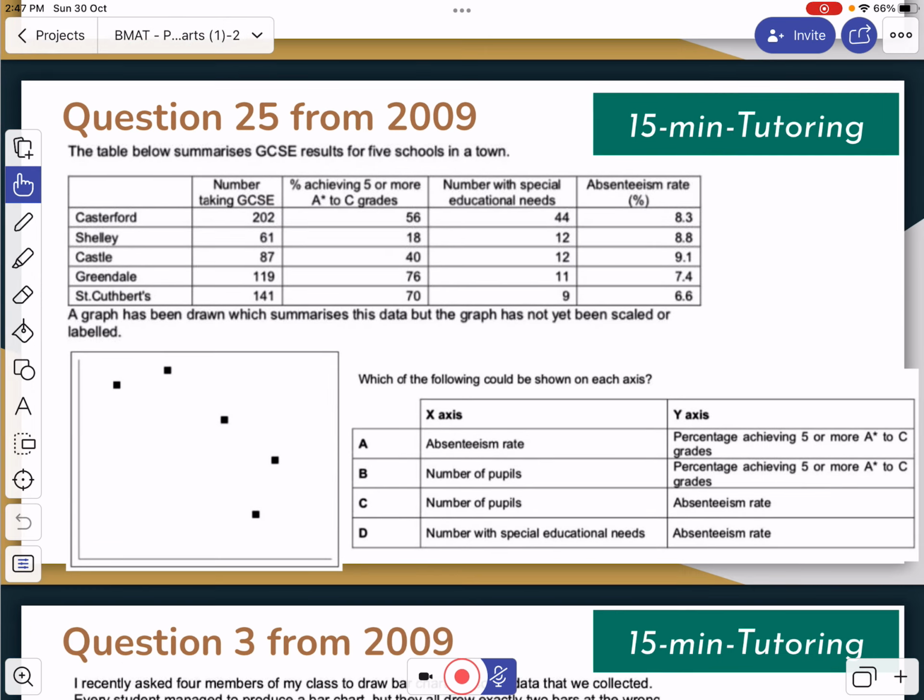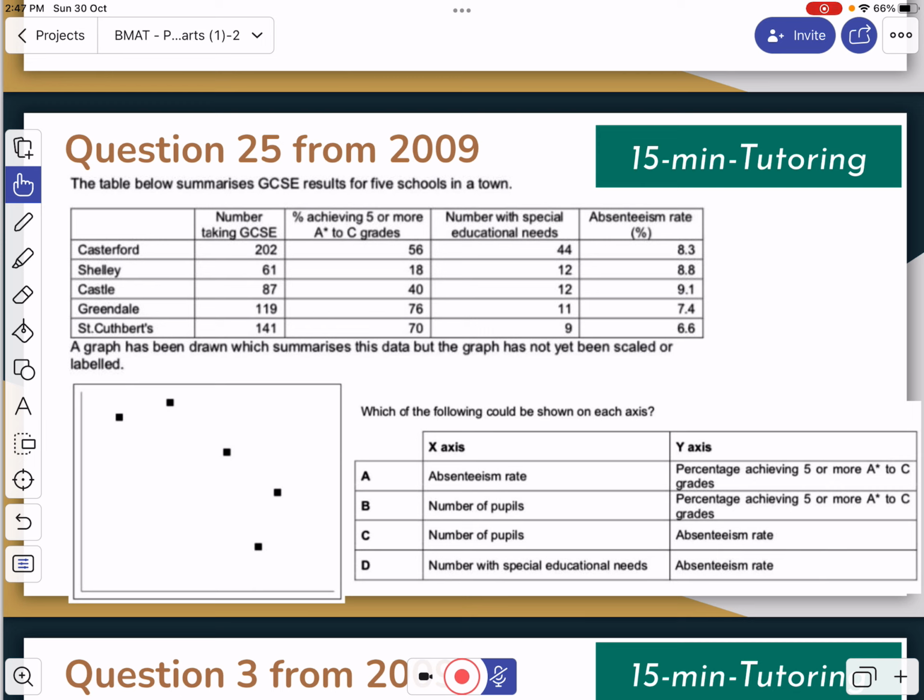Now, let's take a look at the first example in this category. I encourage you to pause the video and read the question by yourself. So, the table below summarizes GCSE results for 5 schools in a town. If you are given a table like this, when you read the question, you don't need to go into every single detail. You just need to get the big picture of what kind of data is presented in the table.